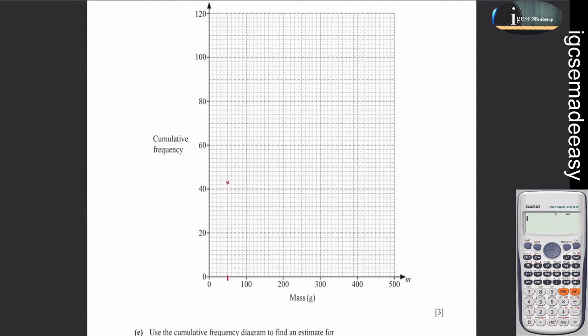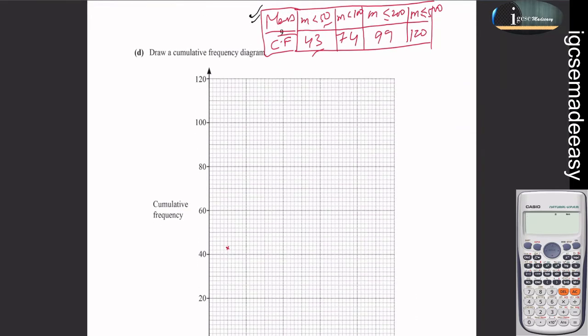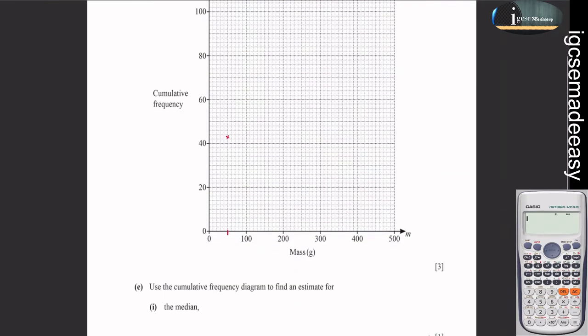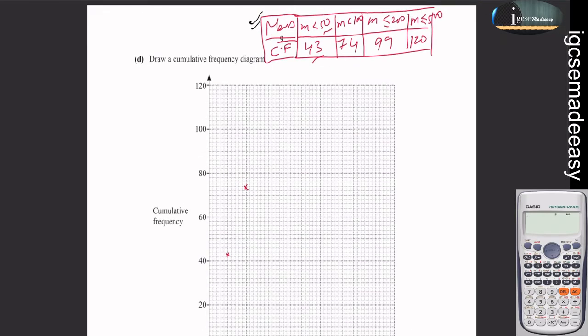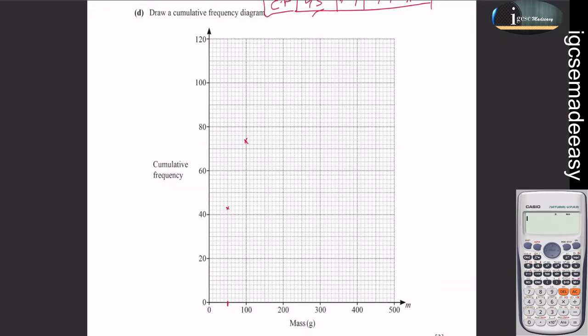This should be 43. And the second value is 174. This is 70, 72, 74. It should be here. Then we have 299. 299 should be somewhere here.